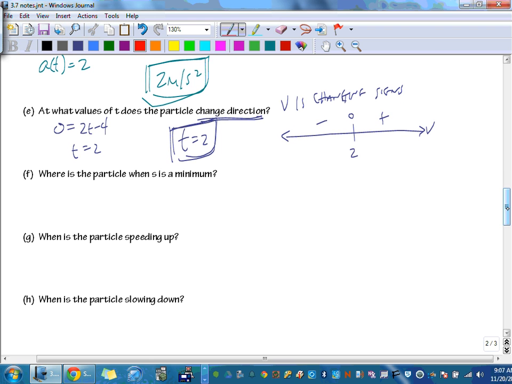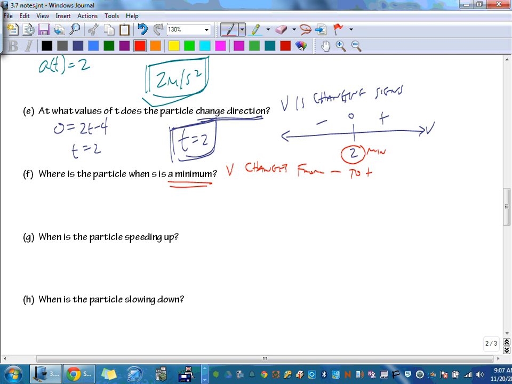Where is the particle when s is at a minimum? So if we want to find the minimum of something, we've been working on that for a while now. How do we know when something has a minimum? The derivative has to change from negative to positive. So in this case, velocity has to change from negative to positive. Well, we can use that number line we just looked at. When t equals 2, it changes from negative to positive, right? The velocity changes. So this is going to give us a local minimum.